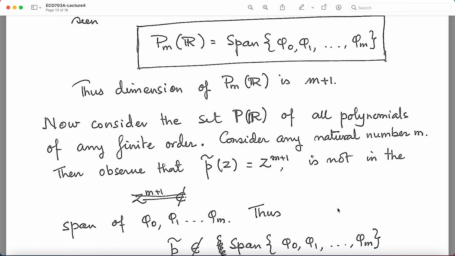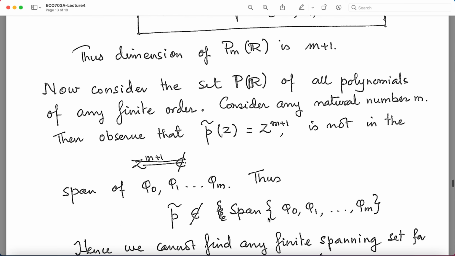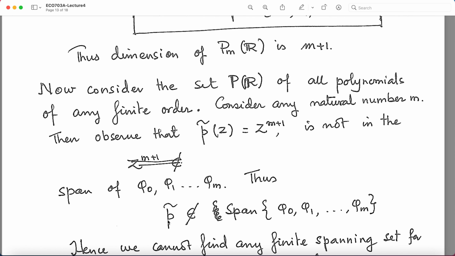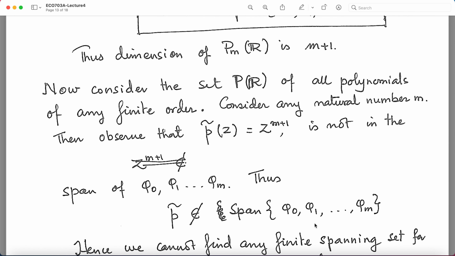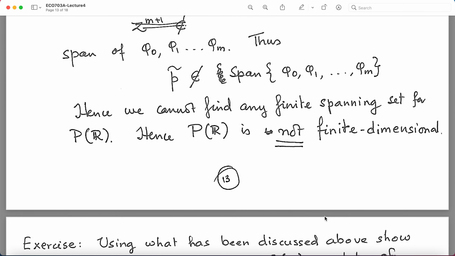So, for example, p tilde is not in the span of this. For any m that you choose, I can find a p tilde of the form z to the power m plus 1, which will not be in the span of this set. So, you can never get a finite spanning set, and these are the functions whose linear combinations give the polynomials of the space. So, you can never find a finite spanning set, and hence this is not finite dimensional.